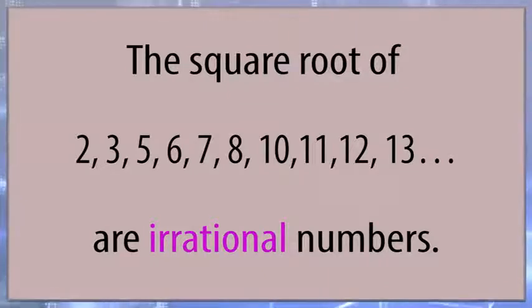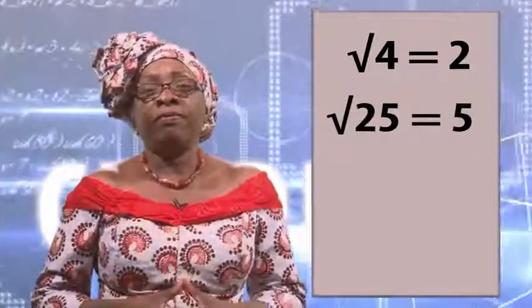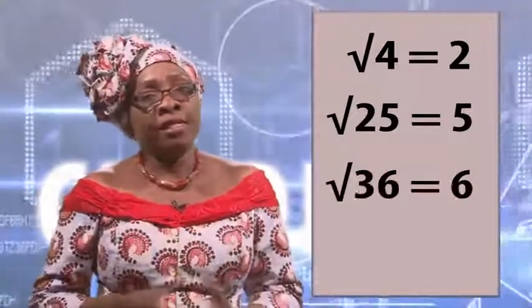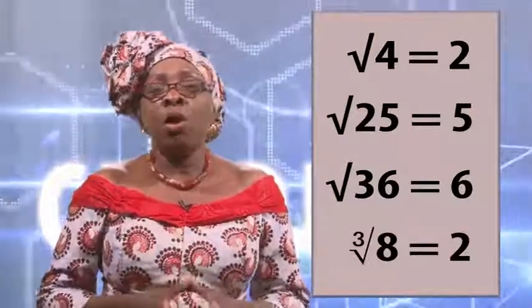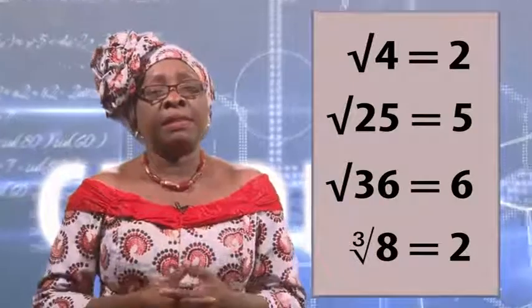But remember, just the mere fact that we are saying the square root of something doesn't mean that that number is irrational. Example, the square root of 4 is 2, so it is not an irrational number. The square root of 25 is 5. It is not an irrational number. The square root of 36 is 6. And the cube root of 8 is 2. All these numbers are rational numbers.